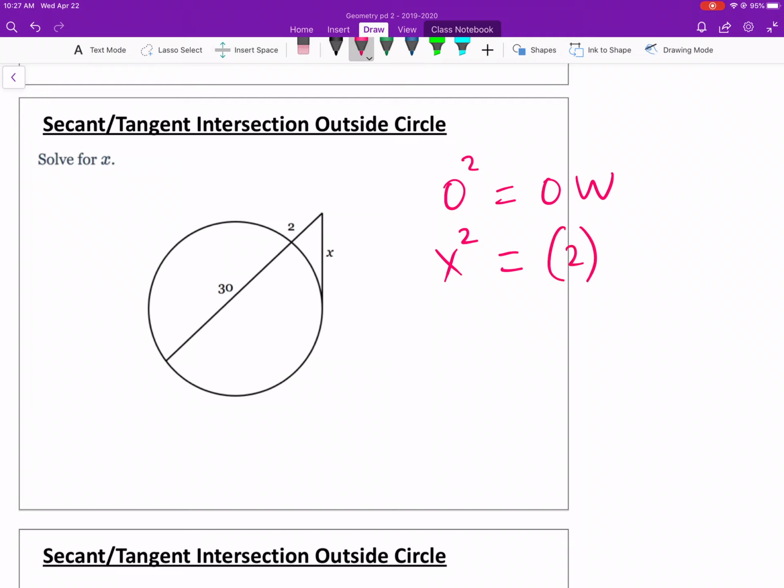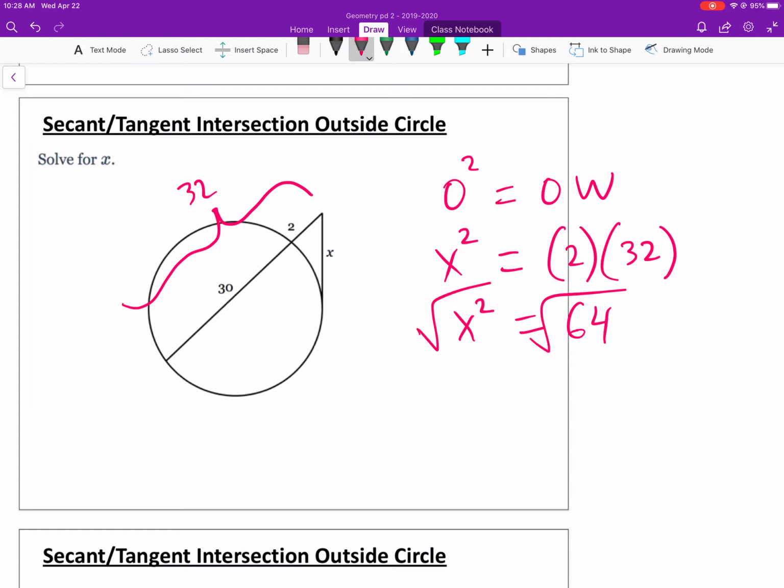Be careful here, it is not 30. We want the whole piece, which is 30 plus 2, which would be 32. So 2 times 32, and then you simplify. Alright, you get x squared is equal to 2 times 32, which is 64. And you have to square root to get that squared away. We get x is equal to 8.